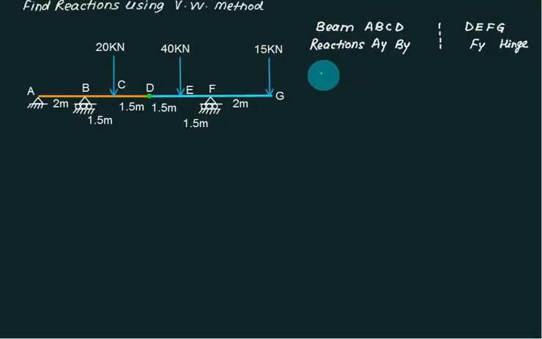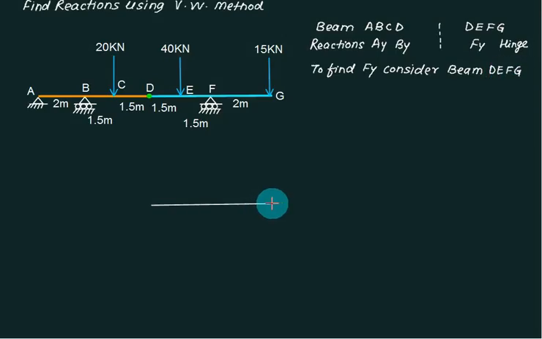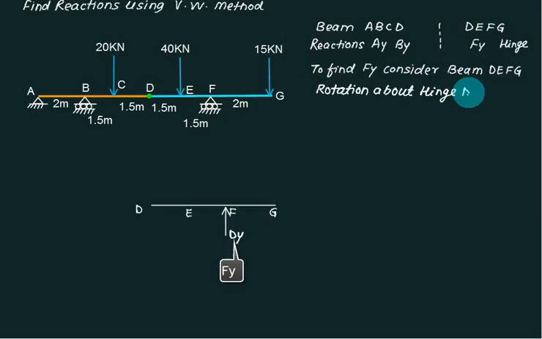To find out Fy, consider beam D, E, F, G. So draw here beam D, E, F, G. You want to find out Fy, so show Fy as per your assumption. To find Fy, rotation is about H, hinge at D. So rotation about this point.